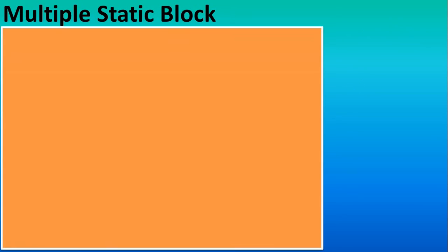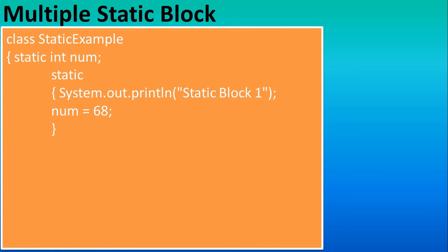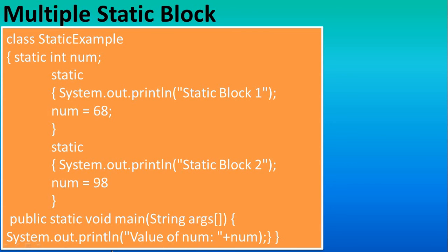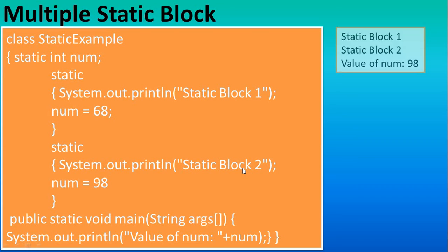Next one is multiple static blocks. We can have more than one static block, as I told you. So here we have 2 static blocks. We have an output statement, and here the value. Here we have an output statement and value. So first this static block will run, and after that this. Then in the main method we have the output statement. So before that, the class content static blocks will be executed. So you get the output static block 1, static block 2, like this.